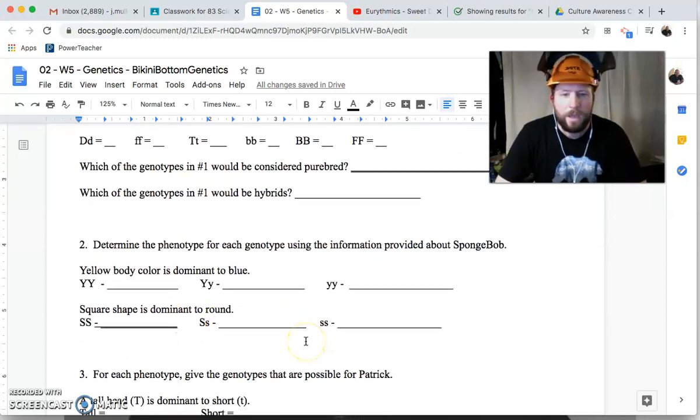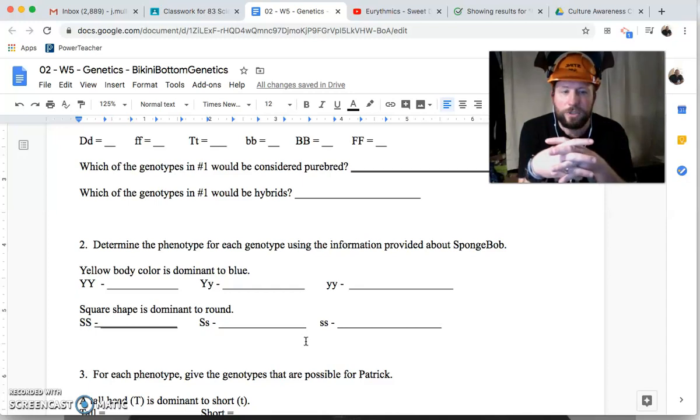Phenotypes. A lot of what you're reviewing is the difference between a genotype and a phenotype. Please remember genotypes just focus on the alleles, which would be the genetic combinations, as well as how we present those genetic combinations. So this would be the capital letters versus the lowercase letters. Phenotype is the physical trait that you see.